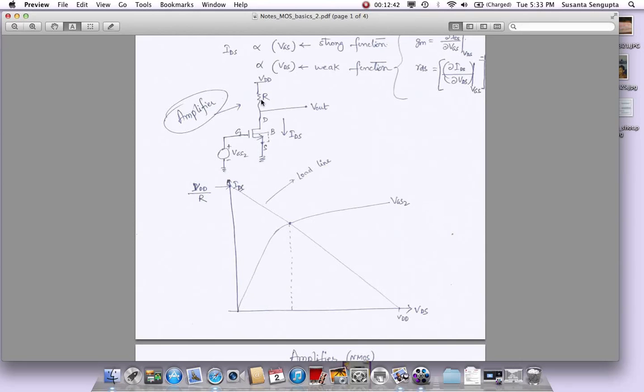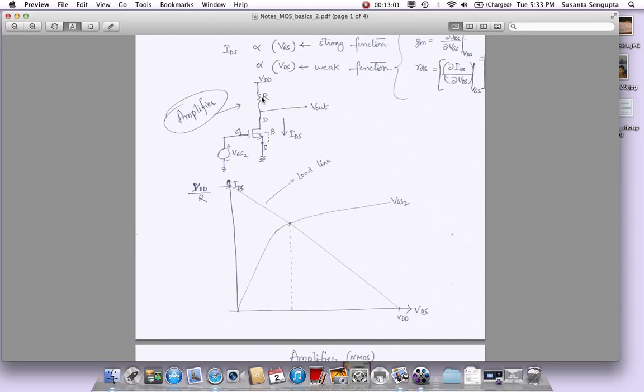So if R is 0, where R has the smallest value, what will be the VDS? The VDS will be completely equal to VDD. So this is one extreme point. If I take the resistor and make it 0, this is where I would be. This is the VGS and this will be the VDS, and that will be the point where I'll be biased.